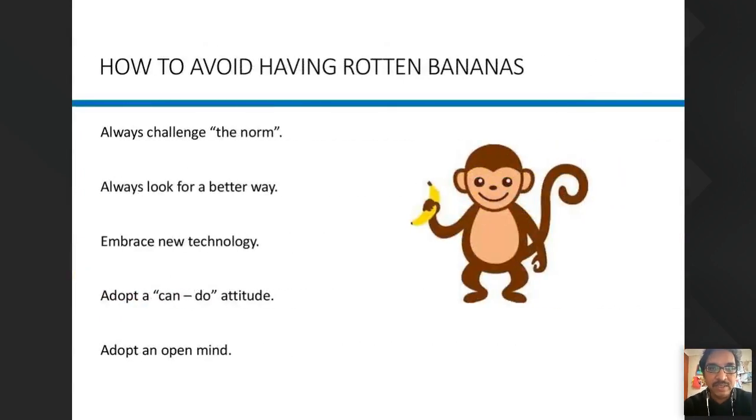So how do we avoid having rotten bananas? Always challenge the norm. Always look for a better way. Embrace new technology and adopt a can-do attitude. Always keep an open mind.